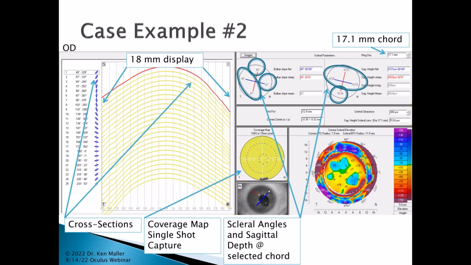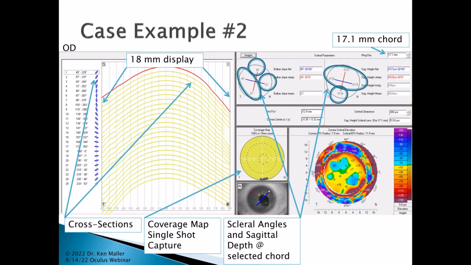Now, if we take a look at the scleral angles here and the sagittal depths at the 17.1mm chord, we see something very interesting. We can see there on this right eye that the temporal and inferior have roughly similar angles, but are very, very different than both the superior and nasal side, and they're different from each other. 32-degree angle is quite different than a 40-degree angle, which is very different than about the 48-degree angles that were going on the temporal and inferior portions.